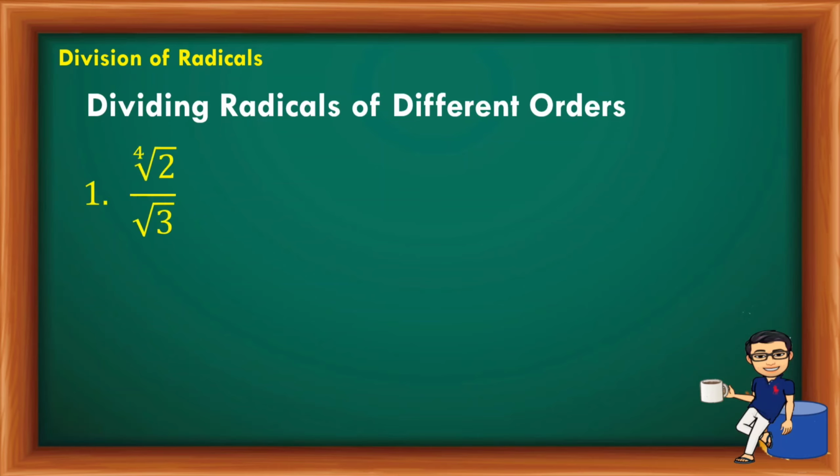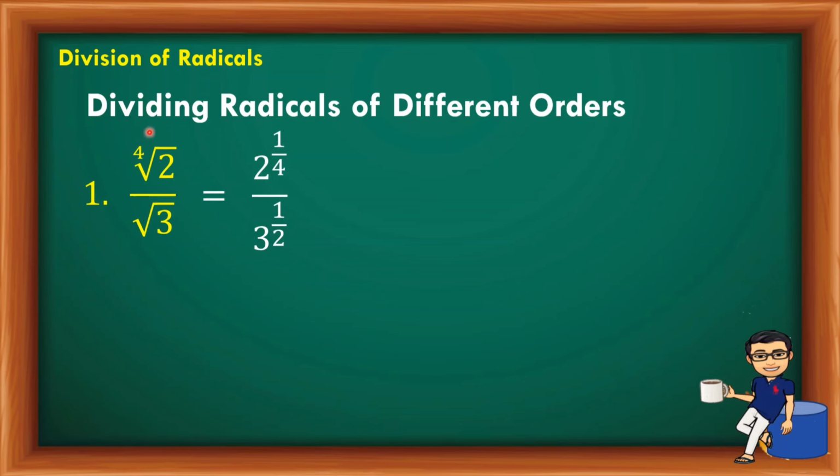Let's take a look at this example. Fourth root of 2 divided by square root of 3. Ang index dito ay 4. Ito naman ay 2. So, magkaibang orders. So, para makuha natin ang quotient, kailangan i-change natin siya na same order. At ito yung gagawin natin.